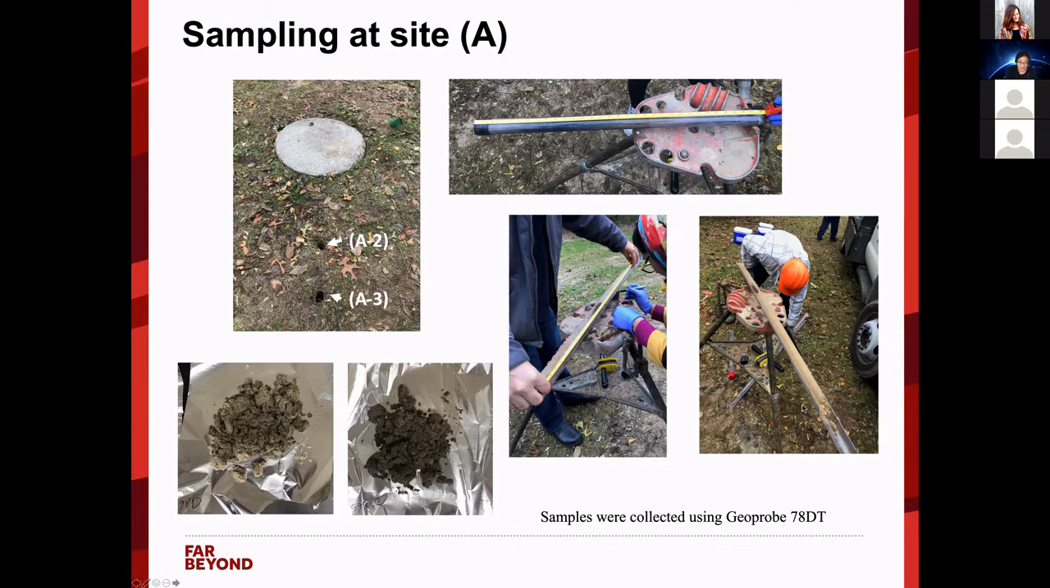So this photo shows the reference core, the A4. You can see from the color that the majority of the soil is sand. And these 2 photos show you the air-dried samples after we took the samples back to the lab. And these blackish colors indicate the samples collected beneath the pool.